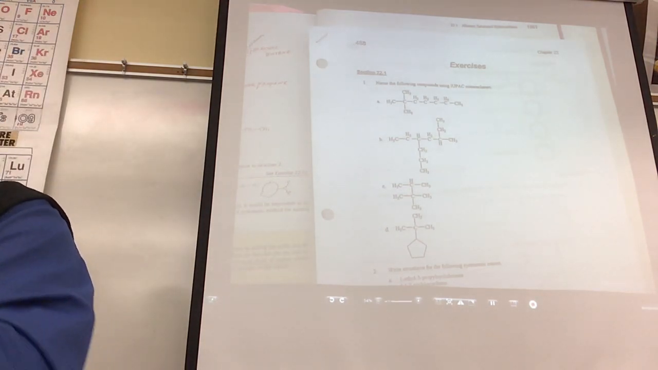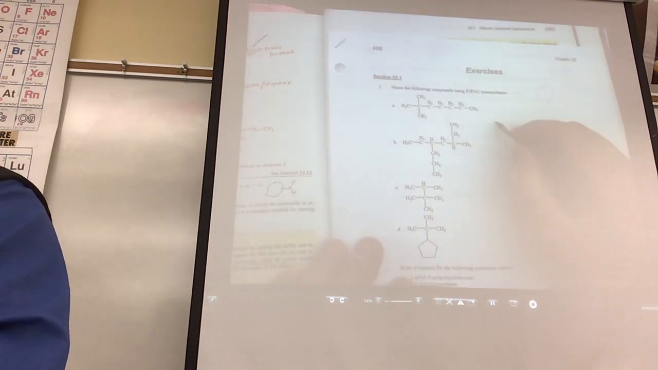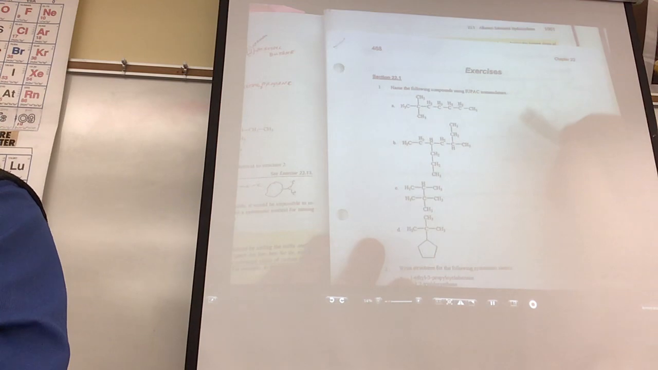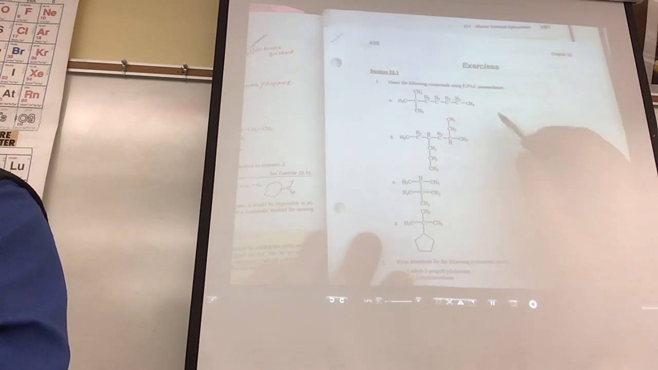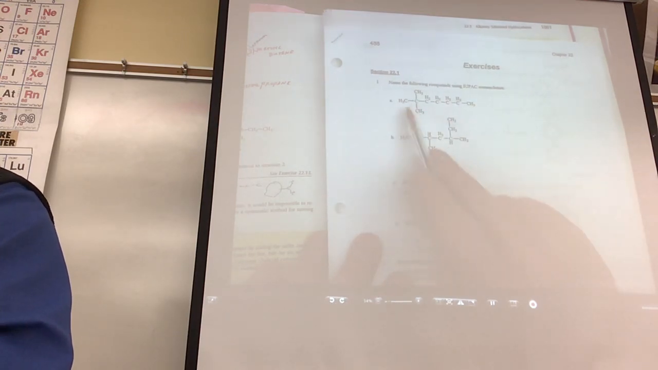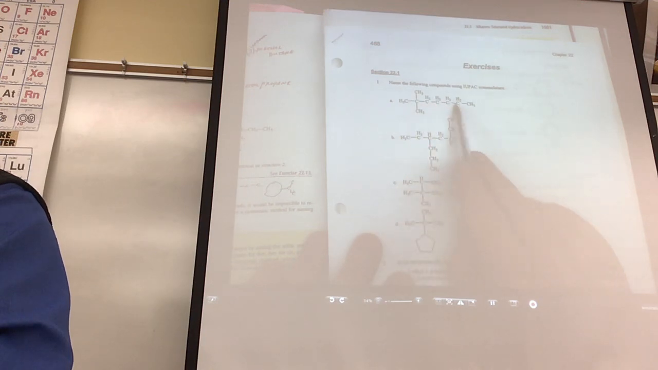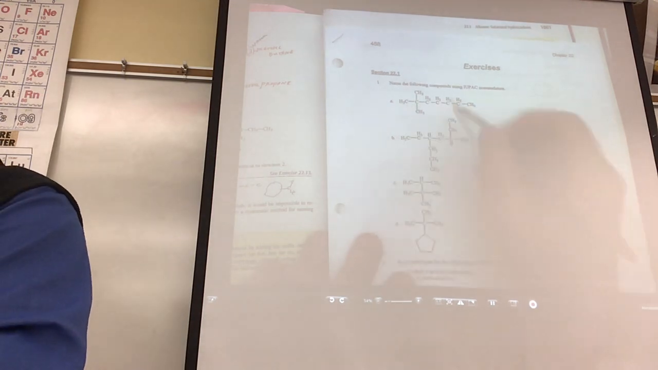Who wants to volunteer and try to tell me the name of this one? Go ahead, Owen. How do you do this, first of all? 2,2-dimethyl. Well, tell me how to do it first. So you want to find the longest straight chain? And that's the parent chain, right? Yep. So 1, 2, 3, 4, 5, 6, 7. Yep. How about this way? 1, 2, 3, 4, 5, 6, 7. That works too. It does. So 7, so it's going to be heptane.